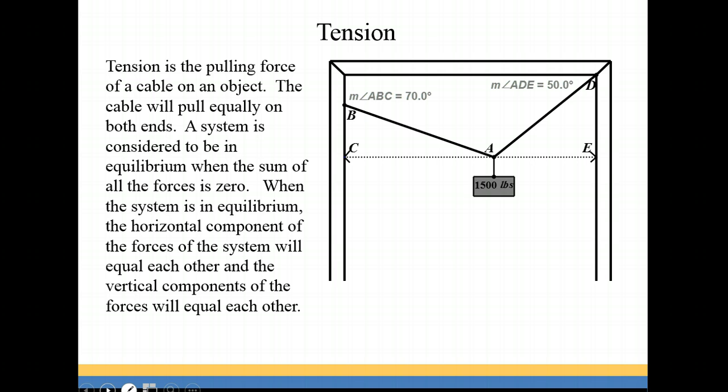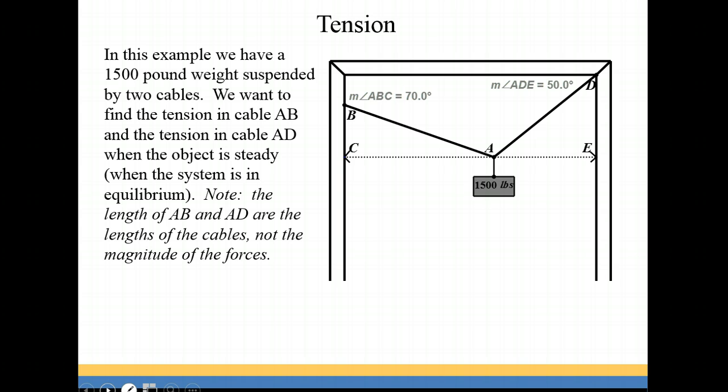The system will be considered in equilibrium when the sum of all the forces is zero. If the system is in equilibrium, the horizontal components of the forces will equal each other, and the vertical components of the forces will equal each other. What we want to do is find the tension in cable AB and the tension in cable AD when the object is steady, or when the system is in equilibrium. Keep in mind as we're doing these problems that AB and AD represent the lengths of the cables, not the magnitude of the forces.